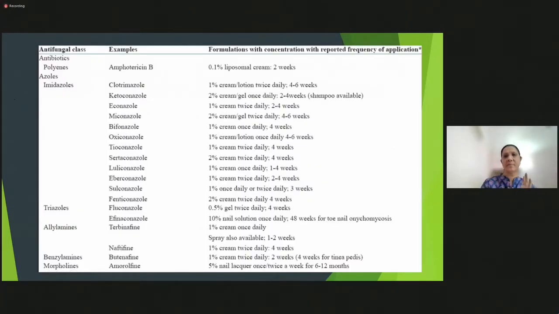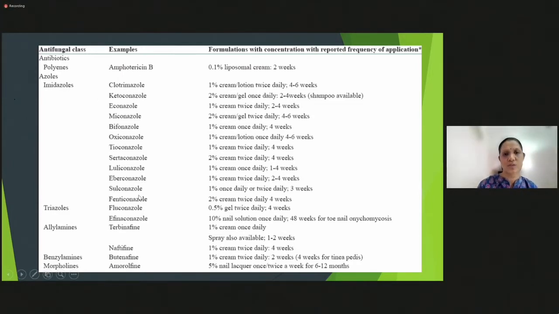Treatment is decided based on how severe the infection is, meaning whether the body surface area involved is less than 5% or more than 5%, and whether nail and hair are involved. If nail or hair is involved or extensive dermatophyte infection is present, then they need systemic therapy. Those who have localized disease, meaning one or two palm-sized areas alone involved, you can try topical antifungals. That mainly includes two.